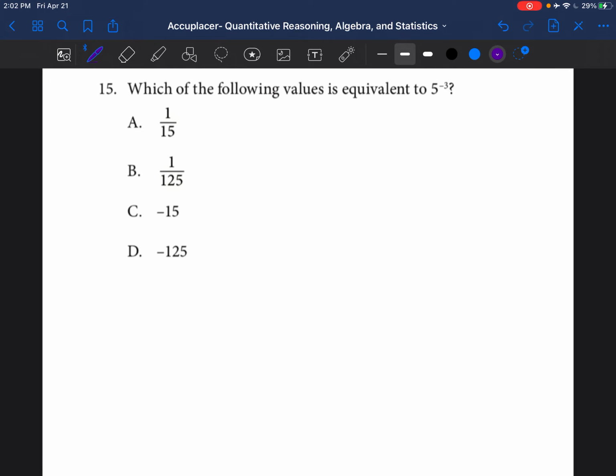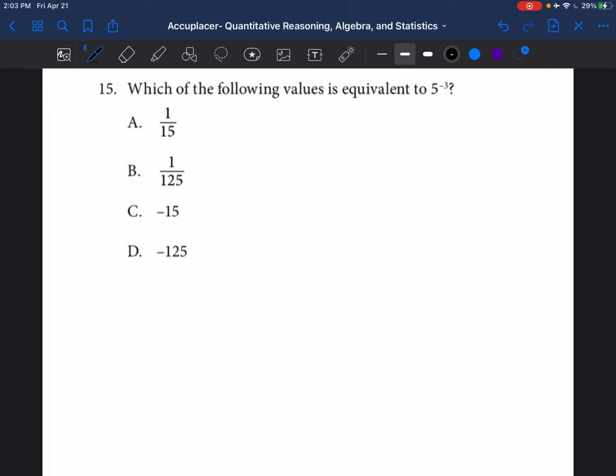It says, which of the following values is equivalent to 5 to the -3rd power? Okay, so exponents usually confuse a lot of people, so don't feel bad if exponents confuse you as well. It's okay. They confuse me sometimes too. The best way to deal with an exponent is just to remember the rules. Actually, the only way to deal with an exponent is if you remember the rules.